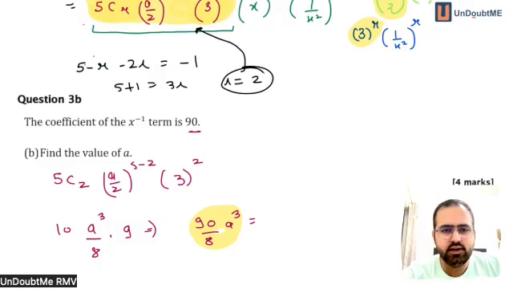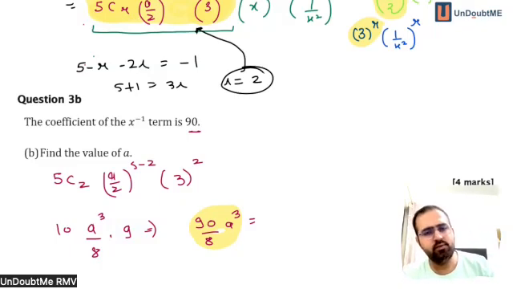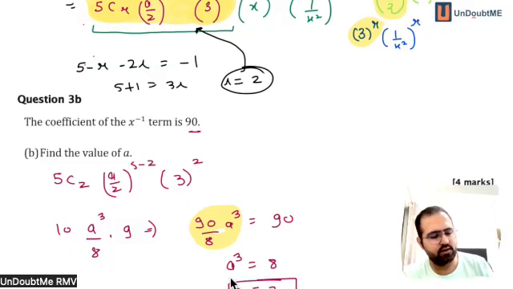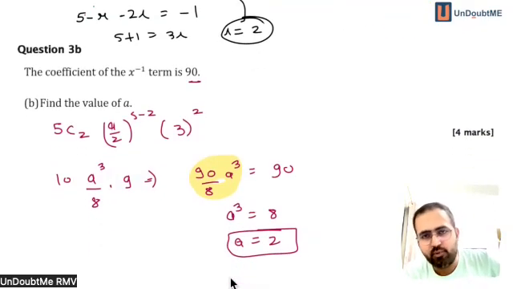When they say coefficient 90 by 8, a cube will be the final answer. As per the second part, this is equal to 90. After solving, I'll get a cube is equal to 8 and that will give me a is equal to 2. That's it. So this was fairly a very easy question for 4 marks. You should be clear with the method. Marks are very easy to get.